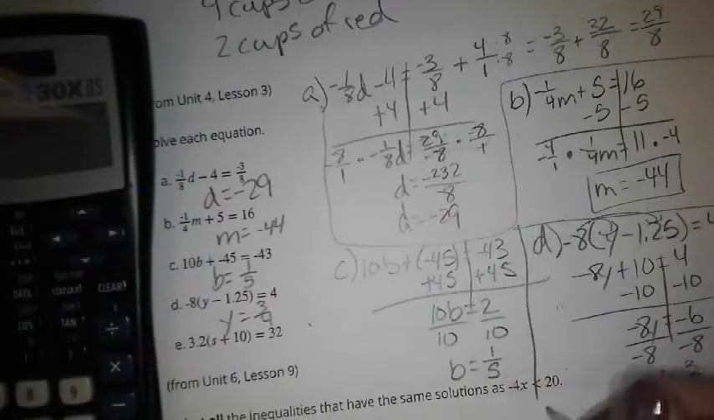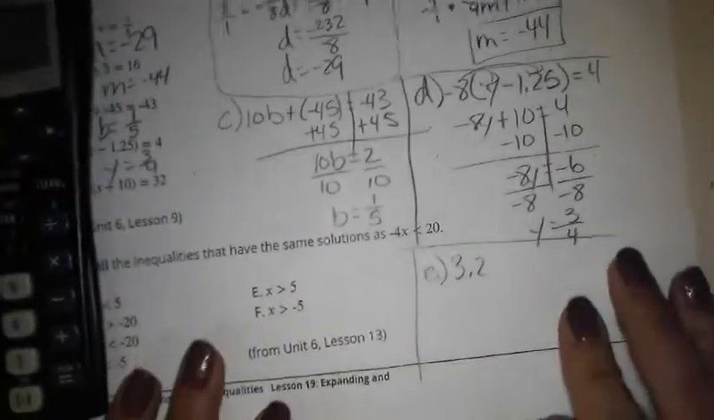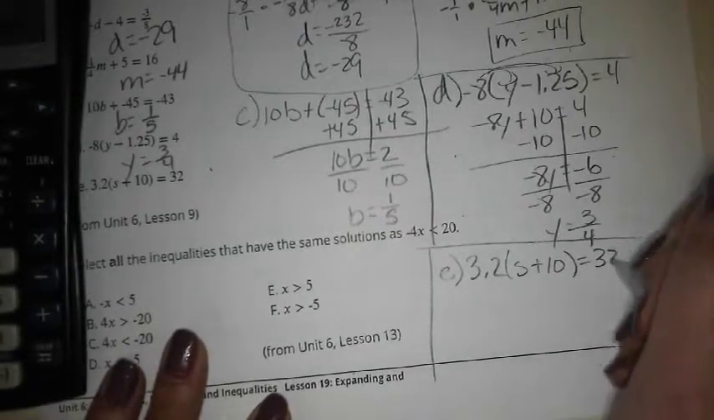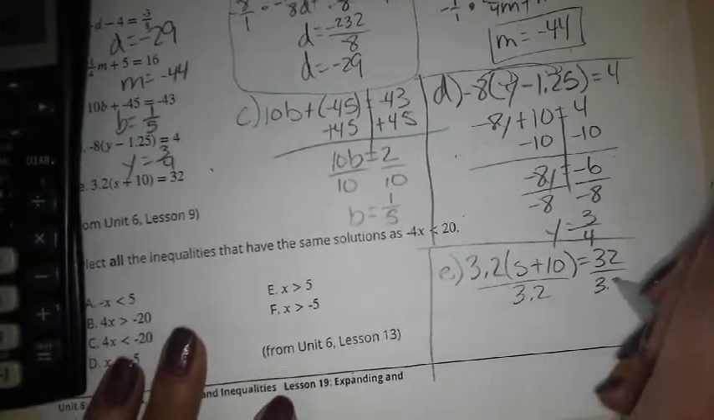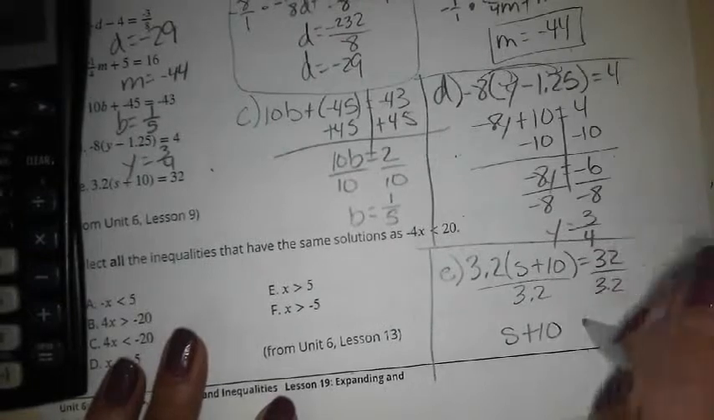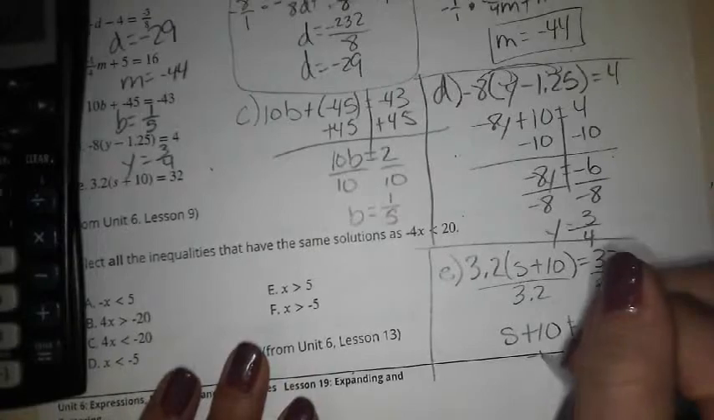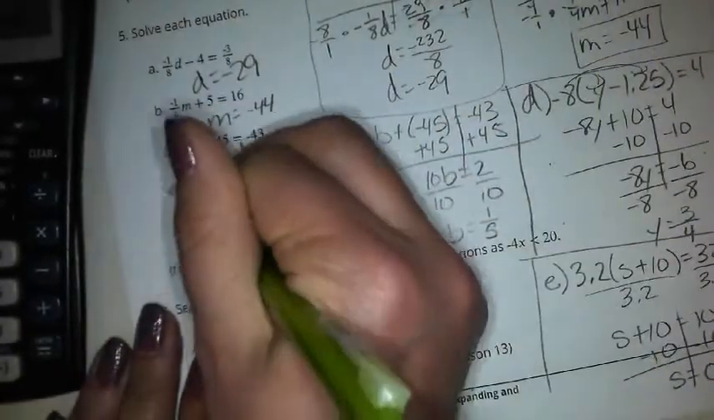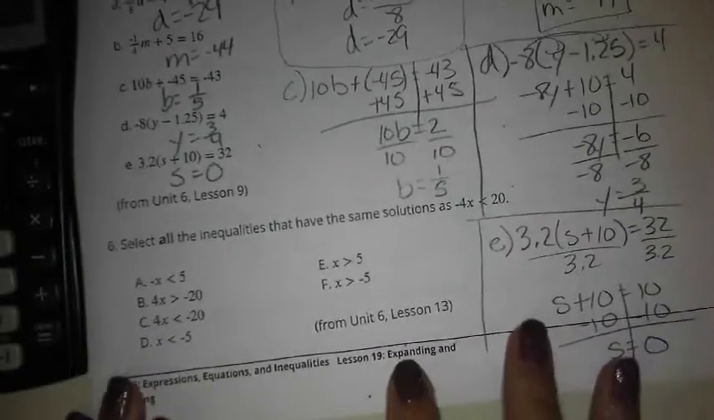Okay, let's see if I can fit E down here. E. 3.2 times s plus 10 equals 32. So I'm going to divide both sides by 3.2. s plus 10 equals 32 divided by 3.2 is 10. Subtract 10. s equals 0. Okay, you should be about that quick too when you use the distributive property and you're solving equations.